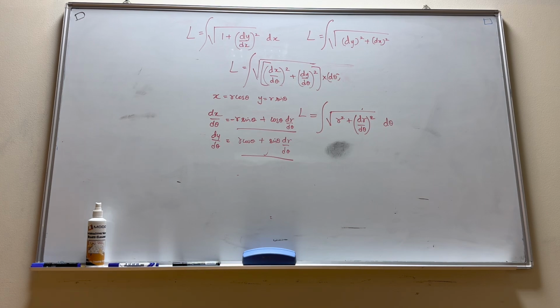A plus b whole square, a square plus b square plus 2ab. No need to write all this integral, just focus on this square plus this square.